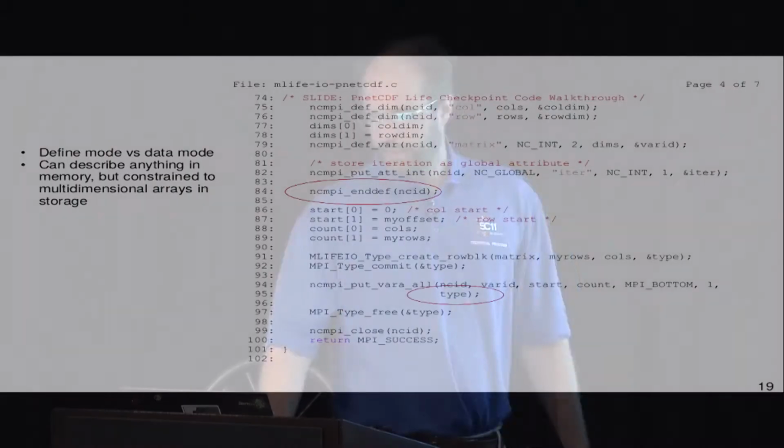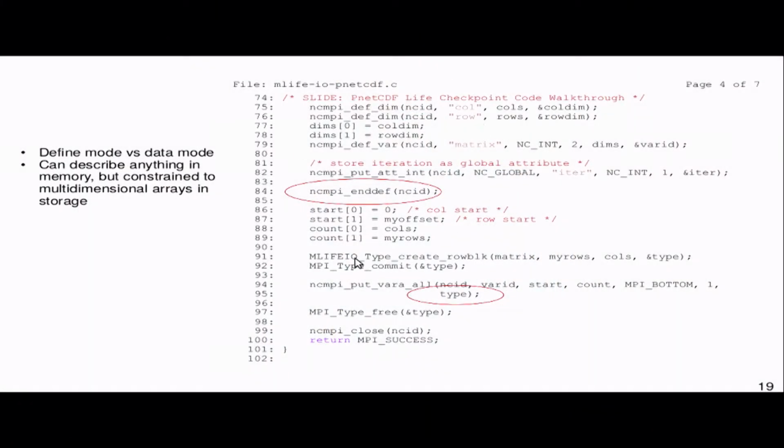So checkpoint is pretty simple, right? We have described the data, we have described the memory a little bit. We have this type create row block that we saw earlier is describing the user's memory, and then we dump it all out to the file with this put_var_all call, and it all happens. All that stuff you saw in that timeline chart goes out to the file. So pretty concise. We've hidden some things in functions, but it all maps to a logical understanding. We want to describe this data, describe the data in memory, describe the location in the file, and then go.